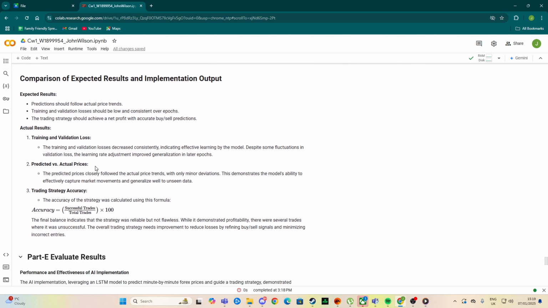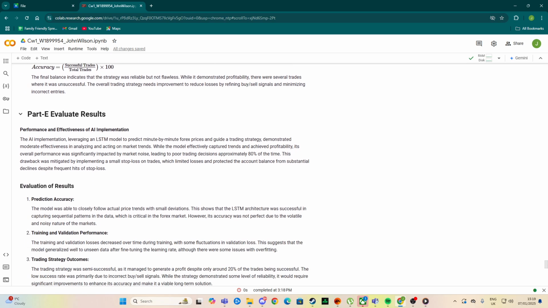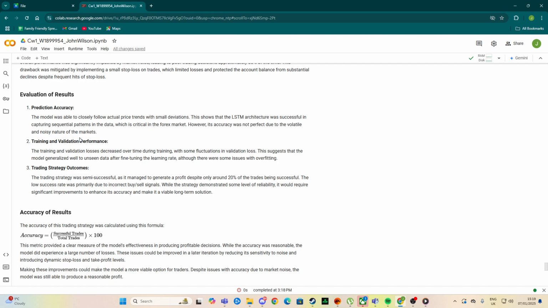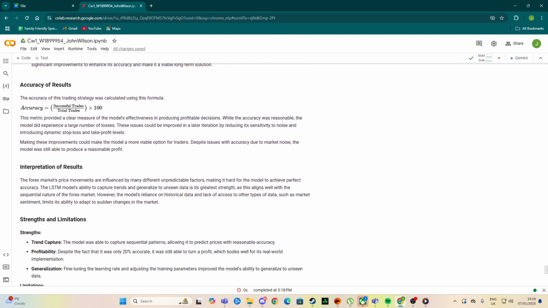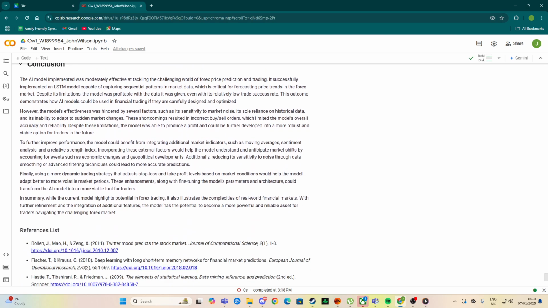Comparison of expected results. The training validation of predicted actual prices, trading and strategy accuracy. And then we have an evaluation of the results, the effectiveness. I thought that it was reasonably effective, but it was affected too much by market noise, and reducing its reactiveness to market noise, I think, would make it more successful. And we have our strengths here: trend capture, profitability, generalization, looking at noise sensitivity, market volatility, overfitting risk, static strategy. And that's it.